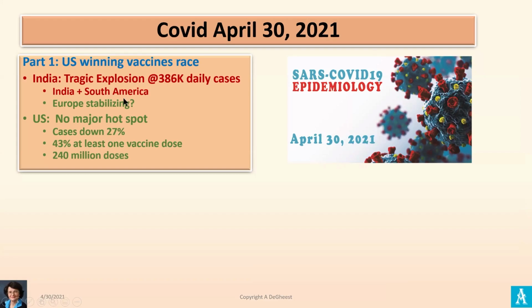Bad news is that India and South America are out of control, and we have to really be careful that these variants that are driving their cases don't come back, and Europe seems to be stabilizing.